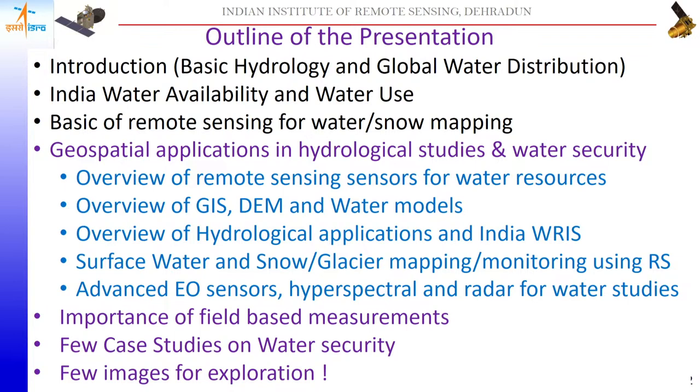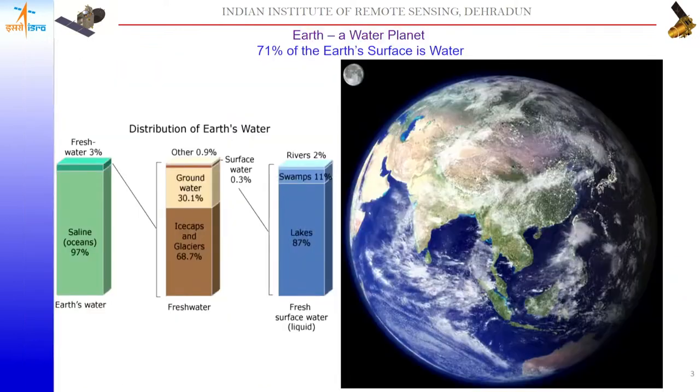And then a few studies which highlight the use of surface water, snow glacier mapping, and advanced EO sensors, including hyperspectral and radar data for water studies, and some field-based measurements which are complementary to the measurements and observations we make from space, and some unique case studies which highlight the role of this technology in water security.